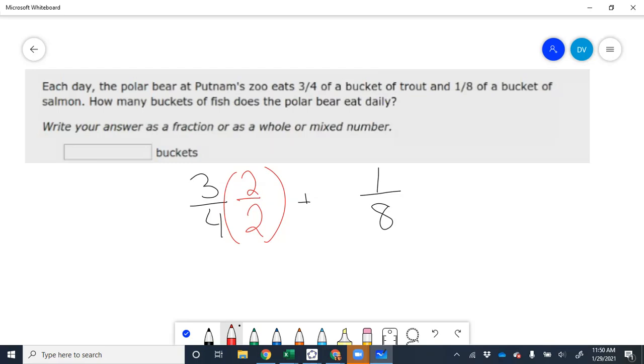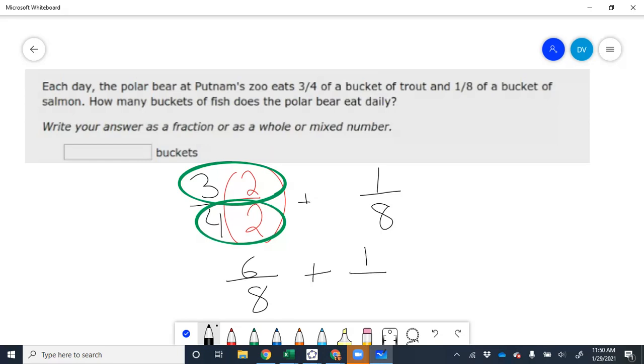Okay, so if we multiply this fraction, the top will be 3 times 2. That'll be 6. And the denominator will be 4 times 2. That'll be 8. So even though I wrote 6 over 8, I want to say this a couple different ways. That is still the same as the black fraction on the top, 3/4. And I want to prove it to you.